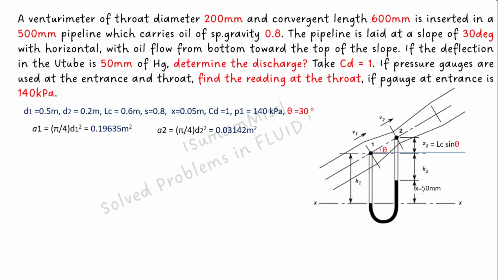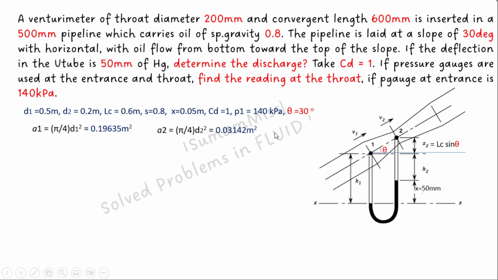The next problem is the computation of discharge using a venturimeter. The venturimeter is connected to an inclined pipeline which is inclined at an angle of 30 degrees. The venturimeter throat diameter is given as 200 mm, the convergent length is given as 600 mm, and the pipe diameter is given as 500 mm. It carries an oil of specific gravity 0.8. The pipeline is laid at a slope of 30 degrees with the horizontal, and the flow is taking place from 1 to 2, that is in the upward direction.